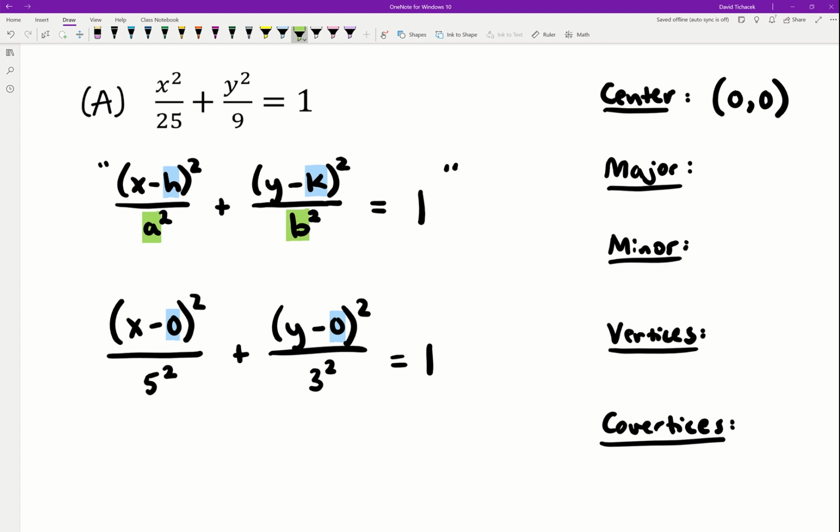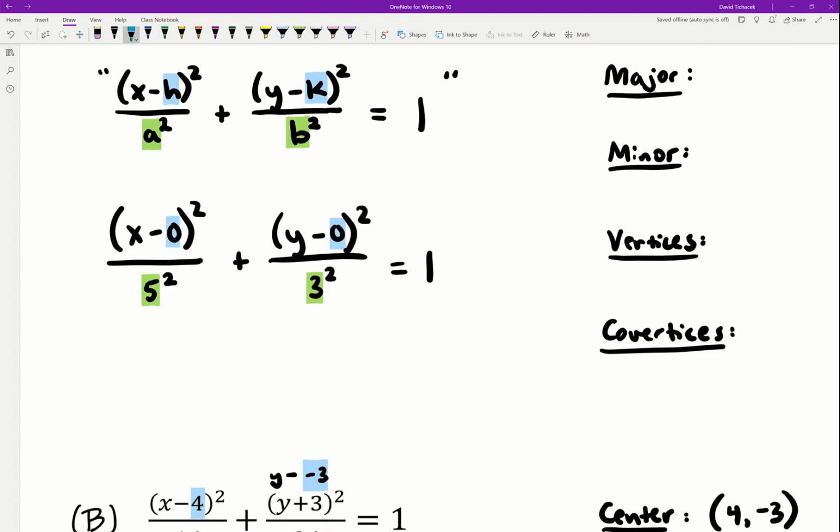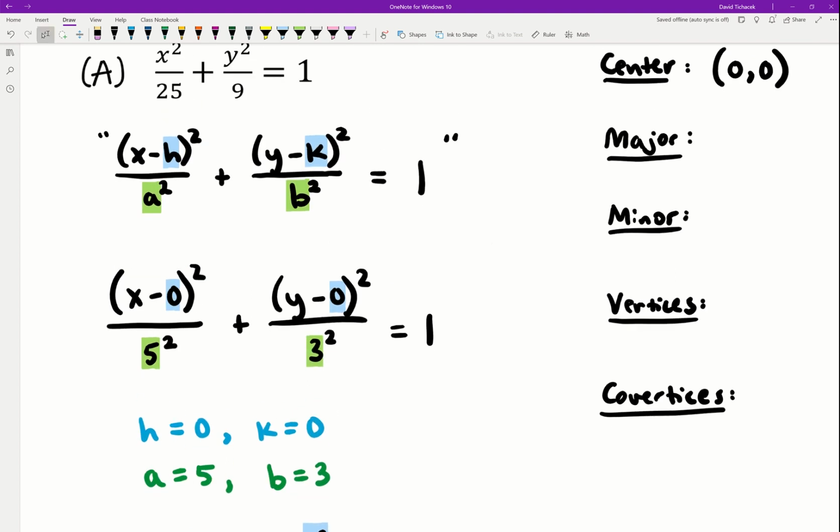And so keep in mind that the numbers playing the role of a and b are the numbers that you square to get these quantities. And so a, it looks like, is going to be 5, and b is going to be 3. Okay, so just kind of keeping track of some information here. I know that h is 0, and I know that k is 0. And then further, I know that a is being played by 5, and I know that b is being played by 3.